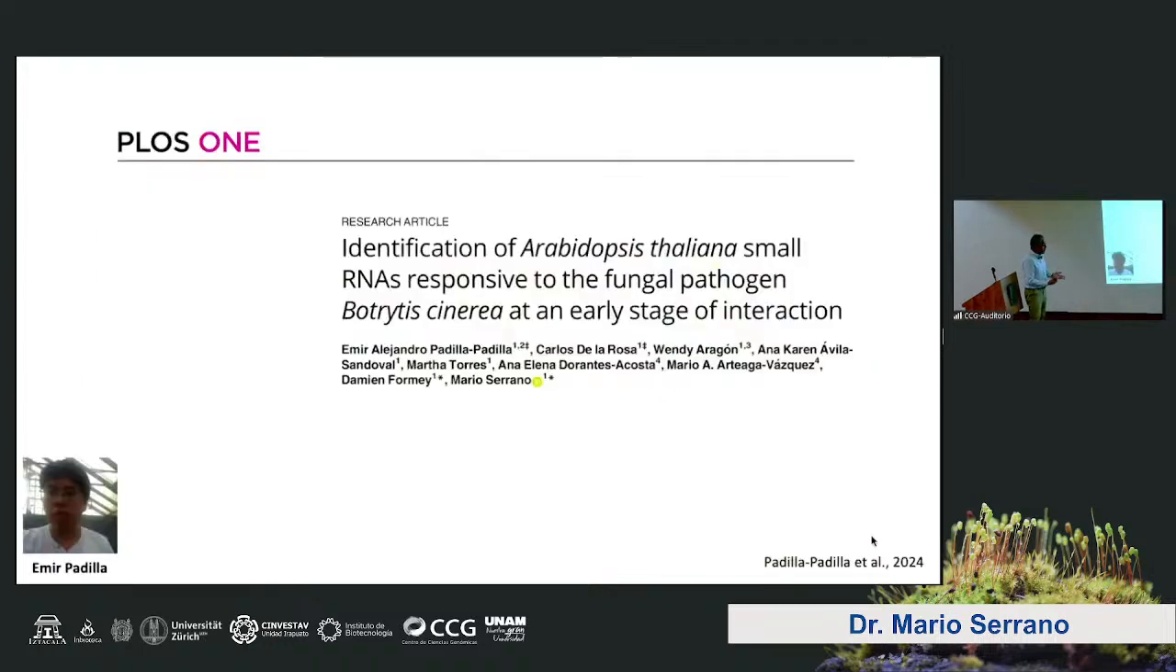Additionally, we made some reports. Last year, we had a report of the work of Emir Padilla. He did his master's in my group, where we described what happened. For the first time, we have a database of the small RNAs during the interaction with Botrytis cinerea at the early stage. The early stage, we mentioned 6 hours, okay?